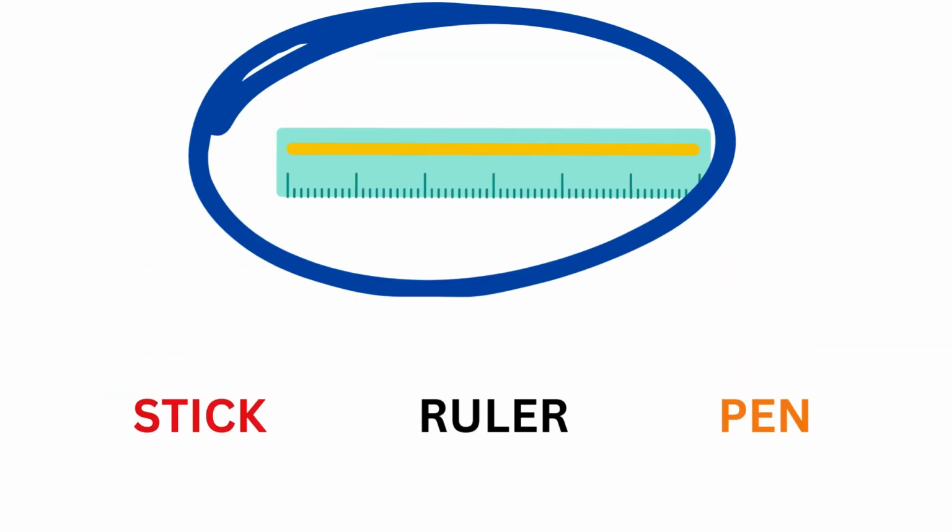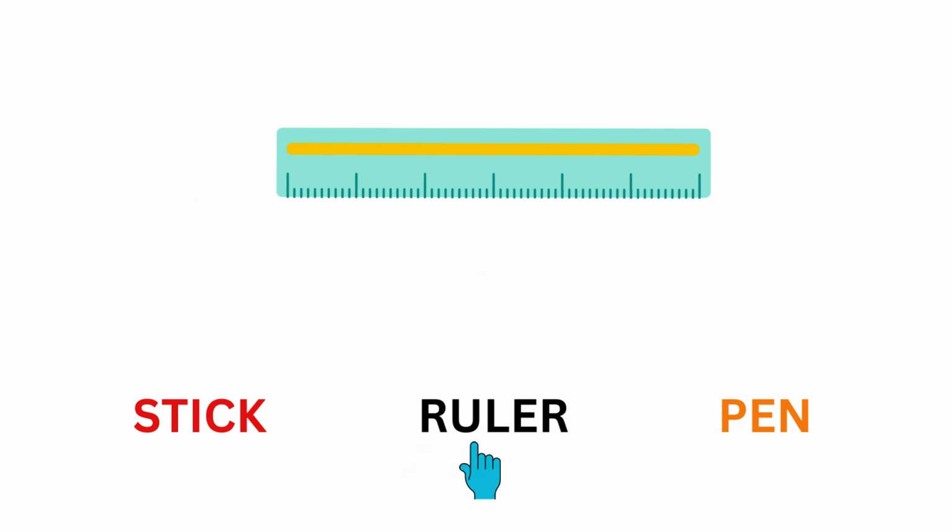Now look at this picture. The words below are STICK, stick, R-U-L-E-R, ruler. P-E-N, pen. Which word matches this picture? कौन सा word इस picture के साथ match होता है? The correct word is ruler.